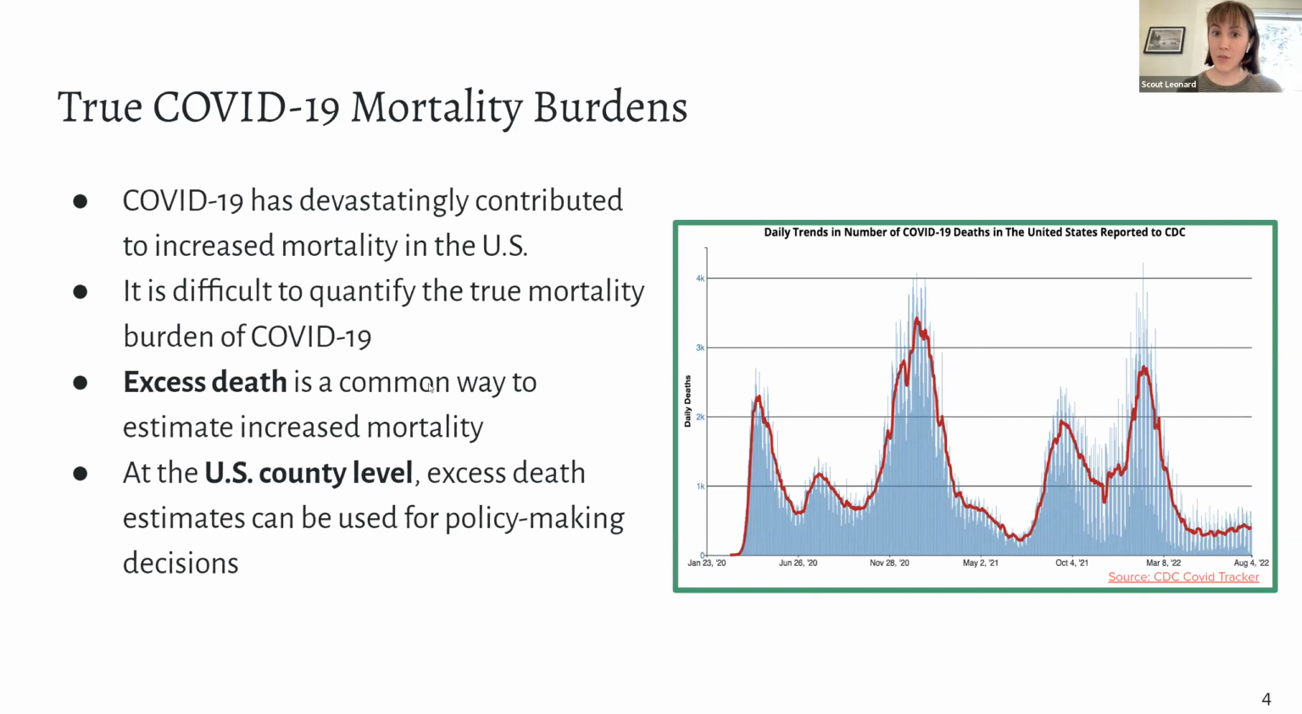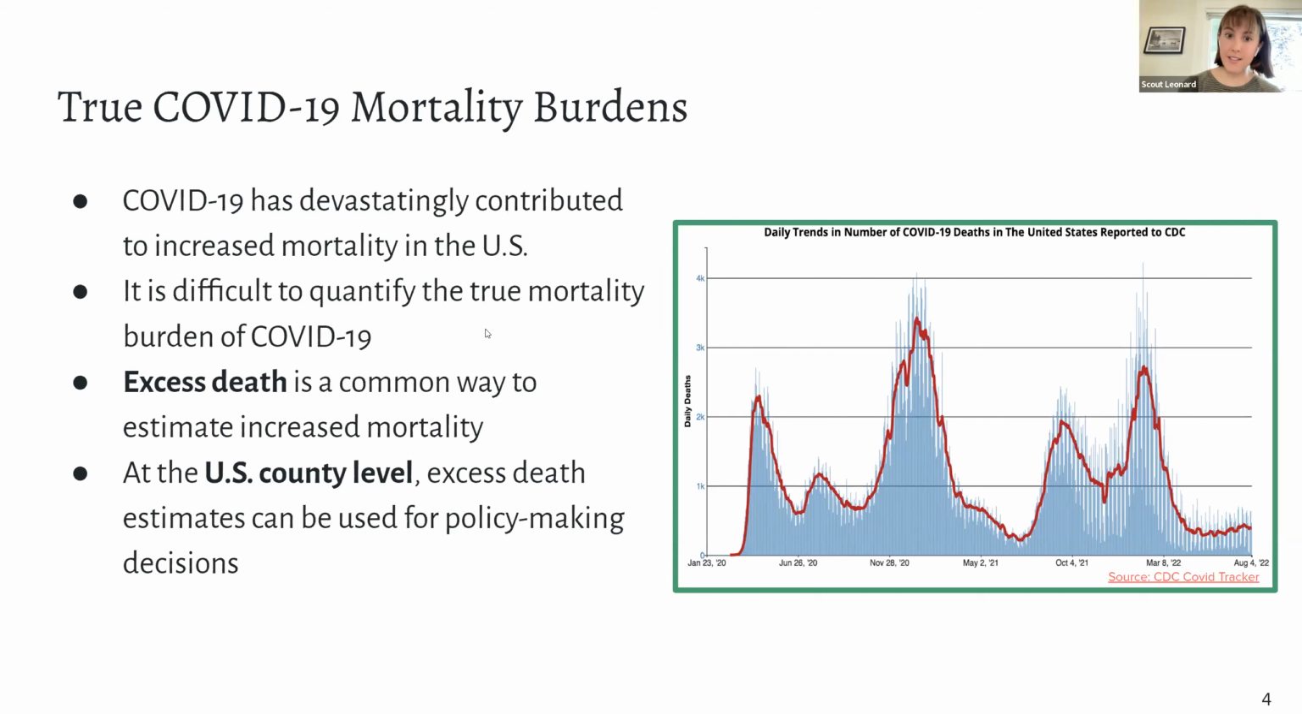Hurdles to correctly quantifying COVID-19 mortality burdens include challenges to declaring COVID-19 as cause of death, like lack of testing and testing sources. And there are also hurdles from indirect causes of COVID-19. These include interruptions to the healthcare system and the more broad socioeconomic circumstances of a global pandemic. And so for these reasons, estimating excess death can be a more effective way to understand the mortality burden of the COVID-19 pandemic.